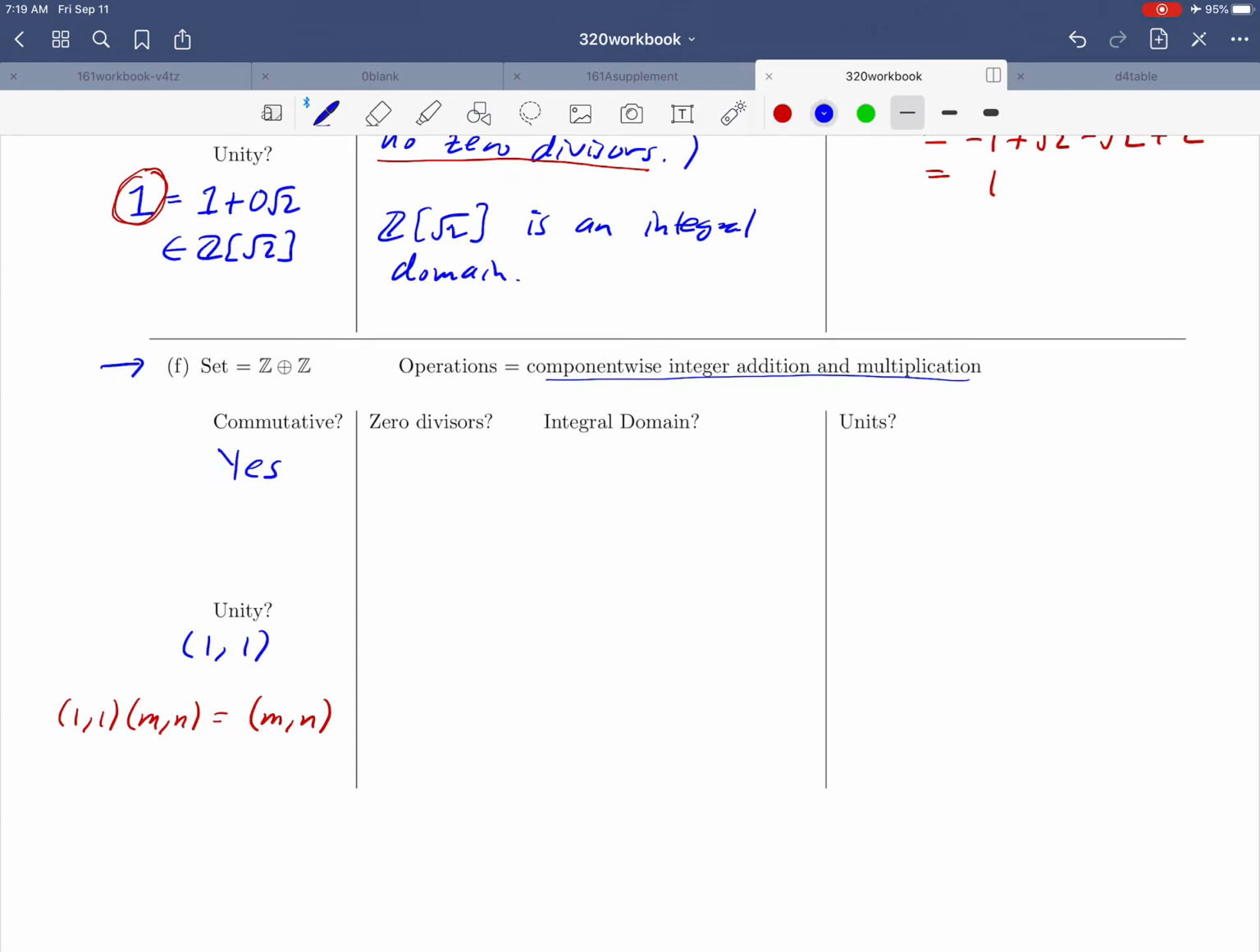Now we come to the most interesting question, I think. Does this ring have any zero divisors? Okay, well, at first glance, you might look at that and say no, because of the fact that we know that Z by itself doesn't have any zero divisors, but we have to be a little careful here. It actually does have zero divisors. Okay, let me see if I can convince you of that.